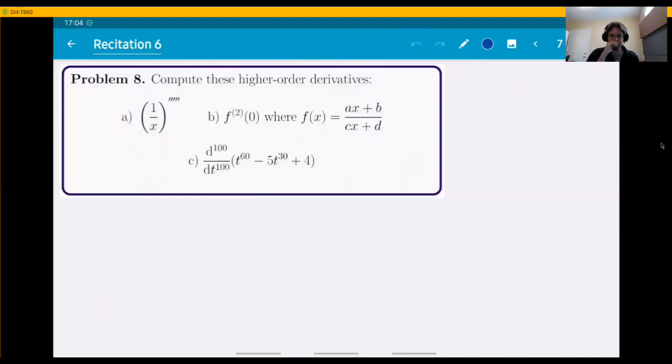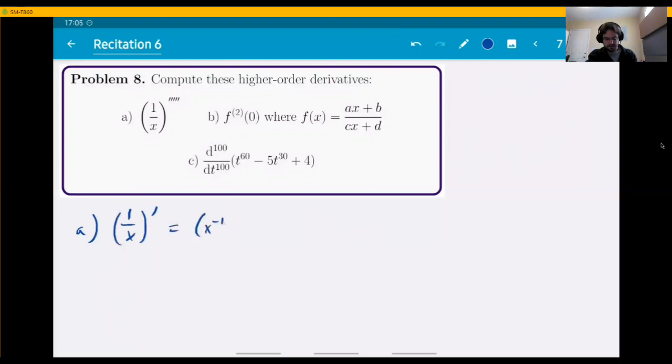Next one. This is also going to go by quickly. Compute these higher order derivatives. 3 items here. I have higher order derivatives, always using different notation for them, but it's all the same, higher order. Let's look at the first one. There are 5 primes in there if you look carefully. We want to differentiate 1 over x 5 times. We have no choice but do it one by one.